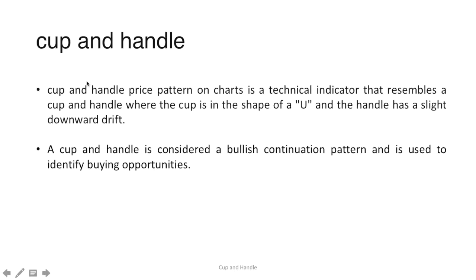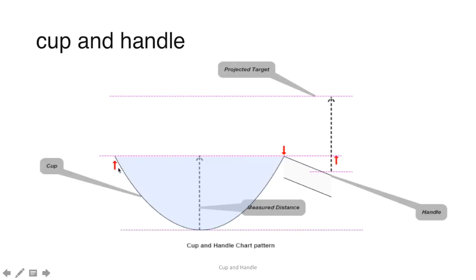A cup and handle price pattern on a chart is a technical indicator that resembles a cup and handle, where the cup is in the shape of a U and the handle has a slight downtrend drift. A cup and handle is considered a bullish continuation pattern, and it is used to identify buying opportunities. The cup and handle pattern looks like this.